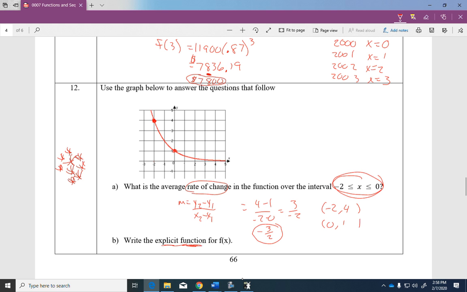Write the explicit function. So f of x equals the initial amount. Now I'm going to pick what's on the y-axis. I'm going to pick when x is 0. I have to see how much this is decaying. Interesting. So this y value is 4. This y value is 2. This y value is 1. I'm going to make a table of values.